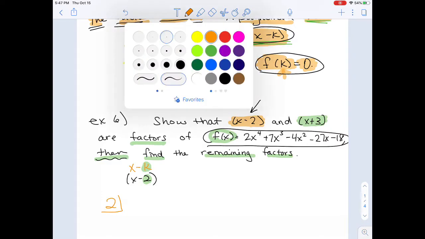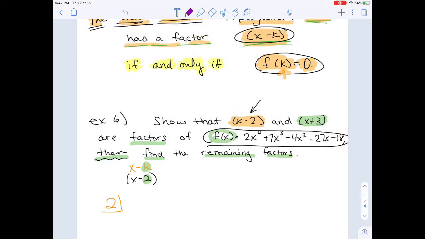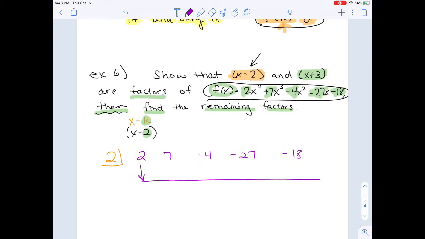And then just like when using synthetic division, we're going to take our coefficients, just like we learned today: 2, 7, -4, -27, and -18, and we're going to divide. So we're going to put it in descending order, which it already is. Draw your line. The first step is we bring down the 2. And just like we learned today, instead of plugging in all those values into x here, here, and here, we're going to use synthetic division.